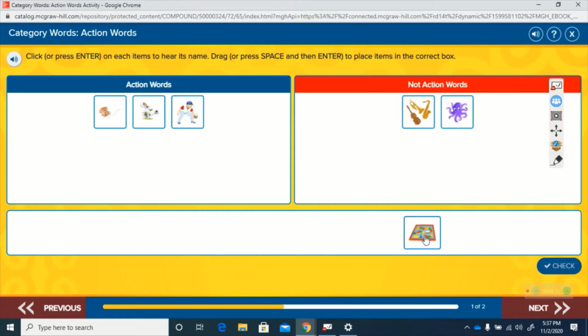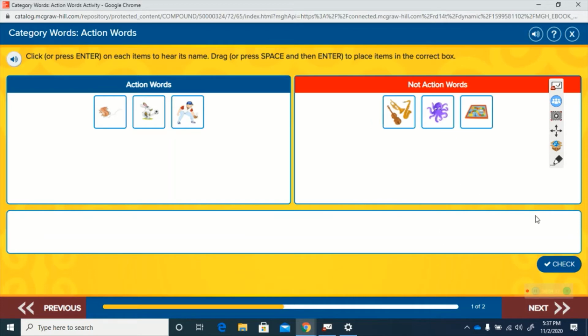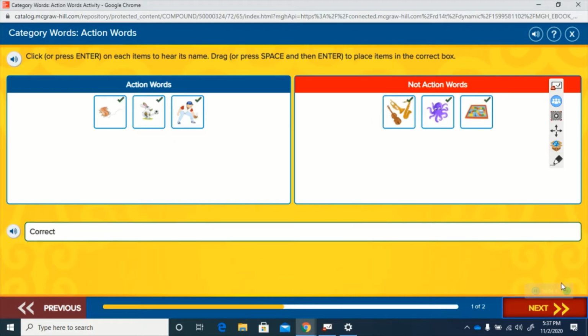What about this one? Game. If I say, hey, go game, is that an action word? No, it's not. It is not an action. Okay, let's check them. Good job. We got them all correct. Let's go on to the next one.